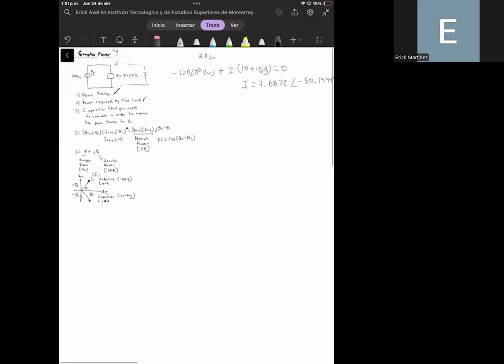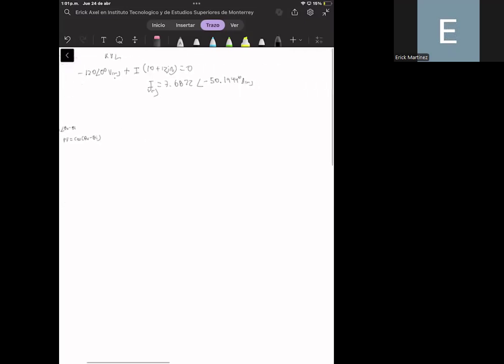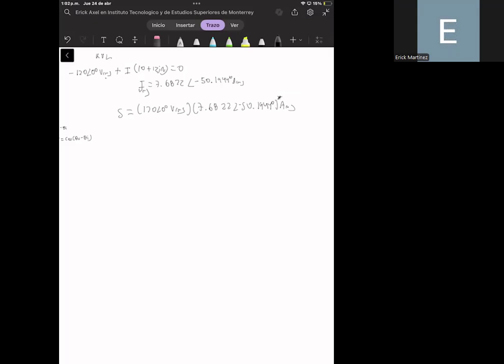Well, we now have the current. In fact, this is an RMS current because we have an RMS voltage. So we can apply this definition of the complex power as S is equal to the RMS voltage multiplied by the conjugate of the RMS current. Okay, and you need to consider the conjugate. Basically, you only need to change the sign of the angle. So we can do that.